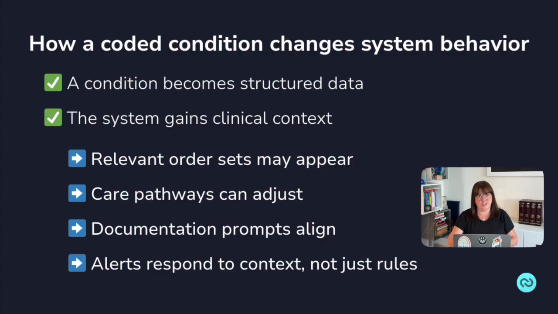Alerting can also change. New alerts might fire because a condition is present, and other alerts might be suppressed because a diagnosis changes the clinical context. So what matters here when we're talking about ICD codes is not that the diagnosis is perfect, it's that the system has enough information and that information is structured so it can use it.